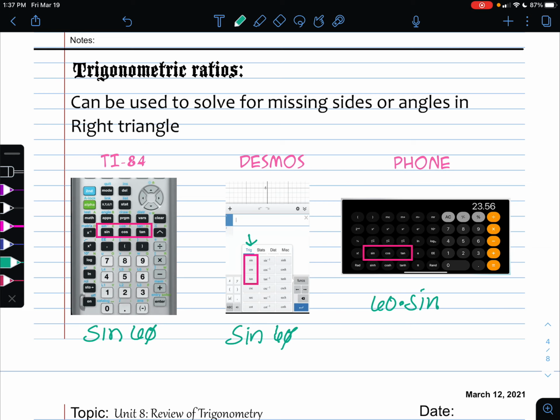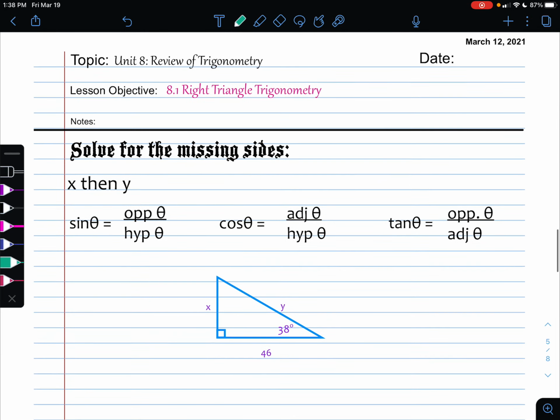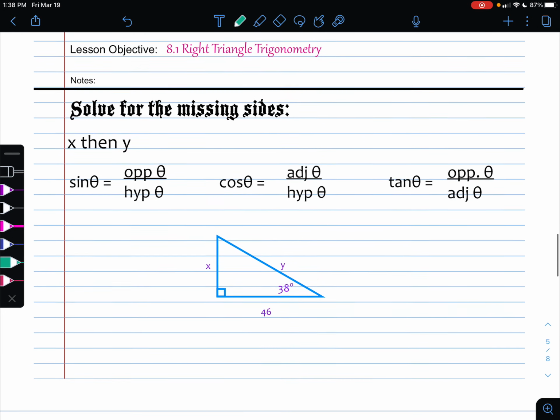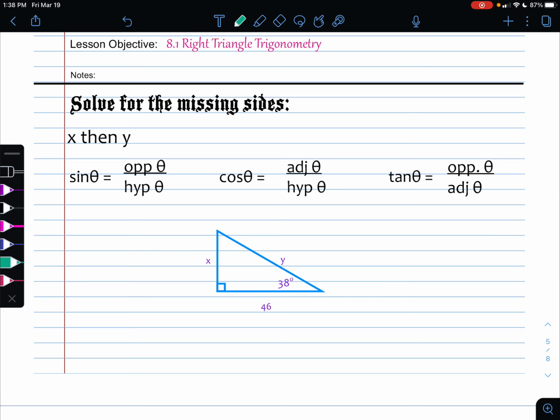And then we all need to make sure that we are in degree mode. So if you are not getting the right answers, you need to make sure that you are in degrees. All right, so it says solve for the missing sides.